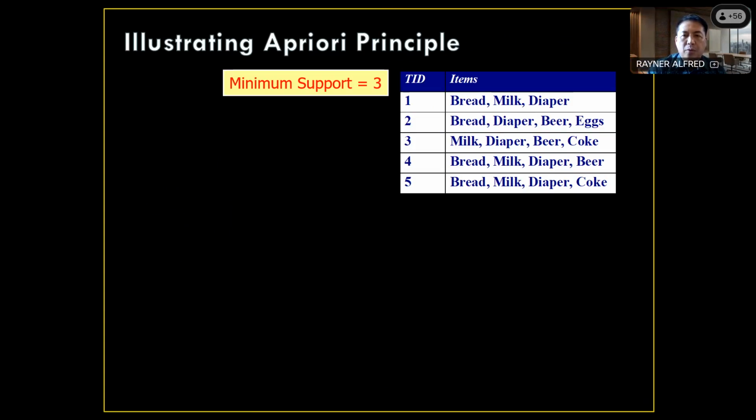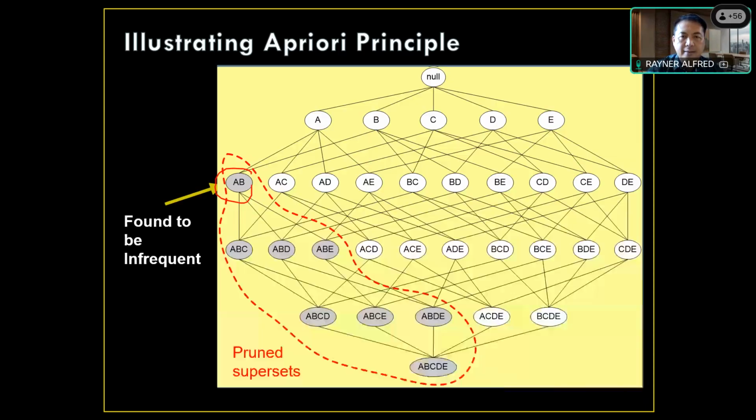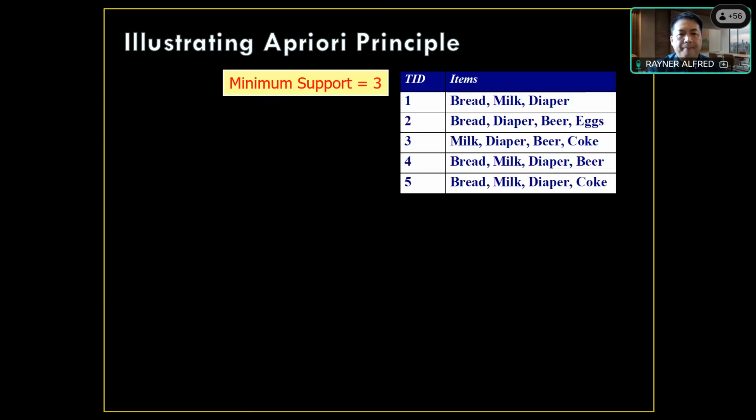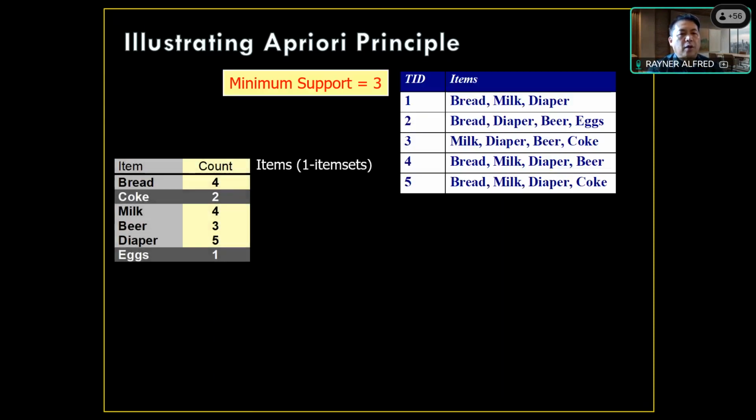Okay, now we have to list all the one item set. We always start with one item set, so we start with all one item set. So this is k equal to 1. This is k equal to 2. This is k equal to 3. This is k equal to 4, k equal to 5. Okay, so we always start with k equal to 1. So we count for one item set.